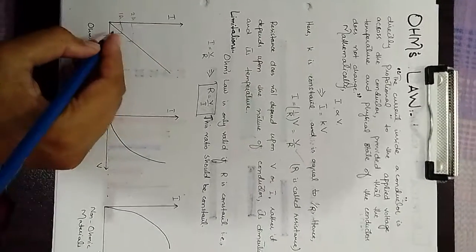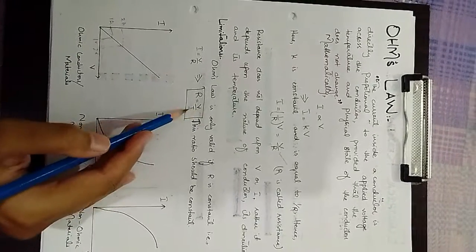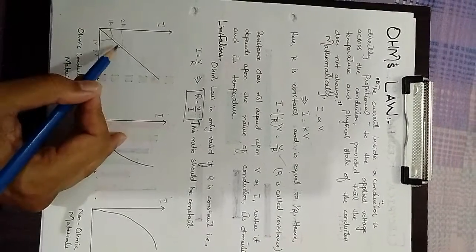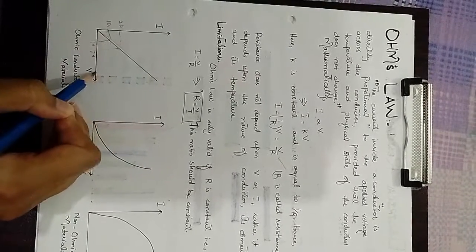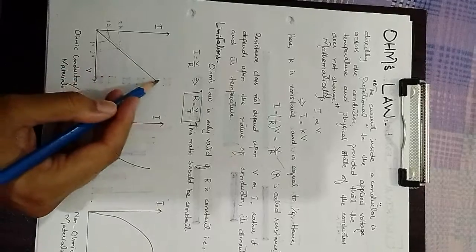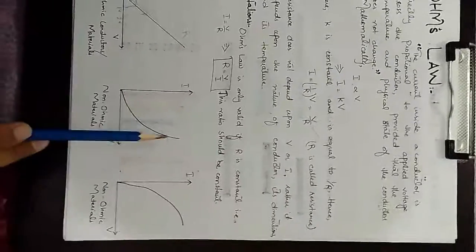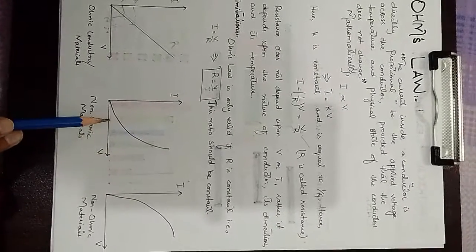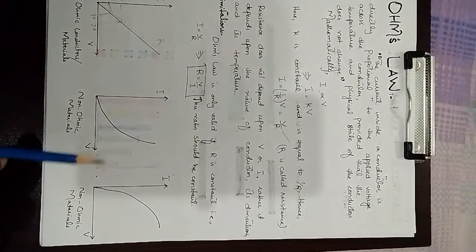So it states that the graph between V and I will remain a straight line. It will not follow a curved path. The materials for which the graph between V and I remains a straight line, this line is called the resistance. These are called ohmic conductors or ohmic materials. But on the other hand, we have some other kinds of graphs as well, and these graphs are for non-ohmic materials. Both of these graphs are for non-ohmic materials.